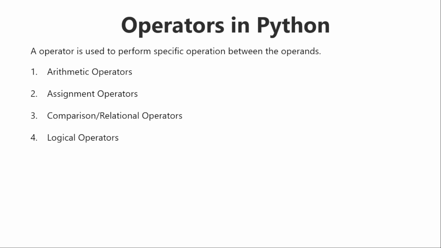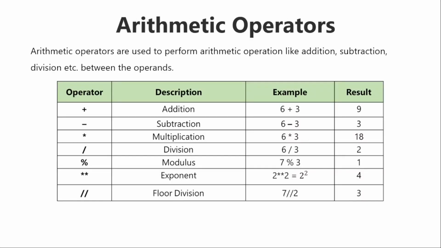There are four types of operators which are commonly used: arithmetic operators, assignment operators, comparison or relational operators, and logical operators. We can go one by one. Let us take up arithmetic operators. Arithmetic operators are used to perform arithmetic operations like addition, subtraction, division, multiplication, etc.